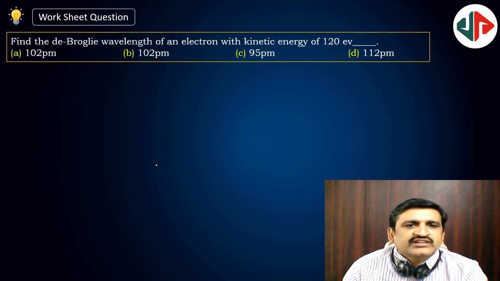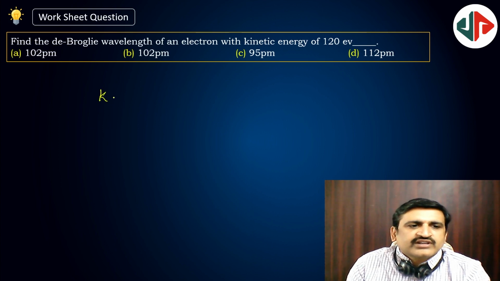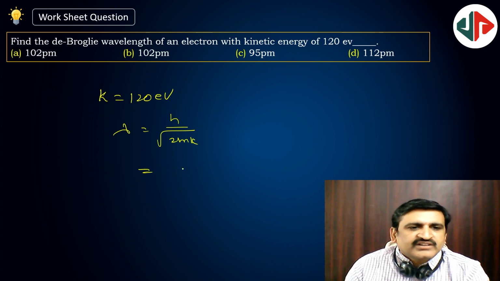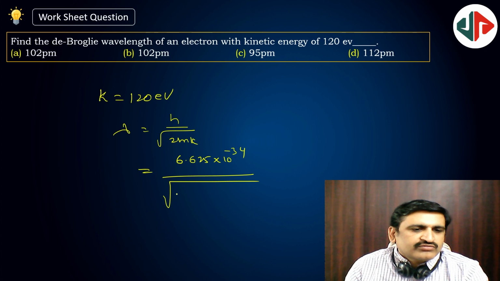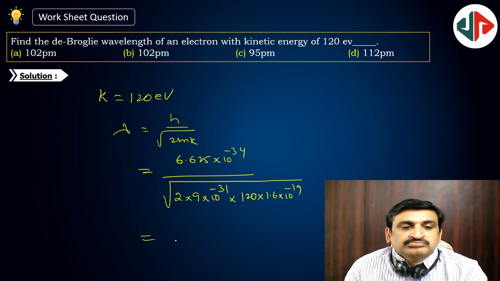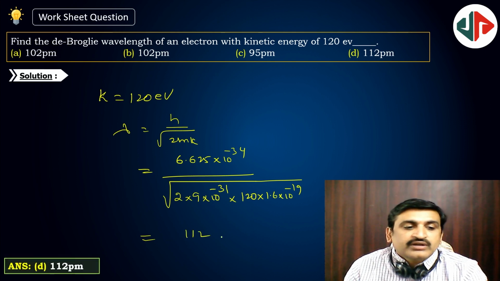Find the de Broglie wavelength of electron for kinetic energy 120 electron volt. So lambda equal to h by square root of 2mK. No other things. So 6.625 into 10 to the power of minus 34 by square root of 2 into 9 into 10 to the power of minus 31 into 120 electron volt into 1.6 into 10 to the power of minus 19. Okay, you happily do it. 112 picometer, 10 power minus 12 meter.